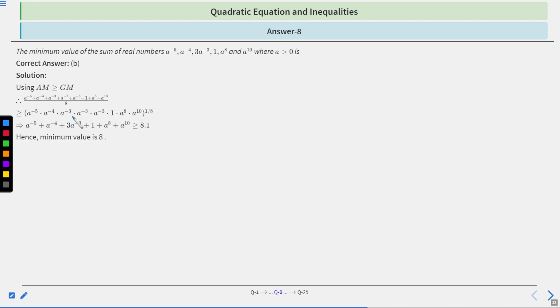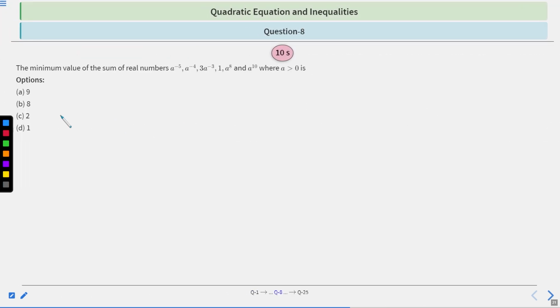Okay, let's discuss the solution. Now, we can use the AM-GM inequality in this. So we all know that arithmetic mean is always greater than or equal to geometric mean. So let's take arithmetic mean of all of these. 3a to the power minus 3 can be written as a to the power minus 3 plus a to the power minus 3 plus a to the power minus 3. And there are 8 terms, right? So arithmetic mean is greater than or equal to geometric mean, which is the product of all the things to the power 1 by 8. So it is basically greater than or equal to 8. So minimum value of this term is basically 8, right? So option B is the right choice.